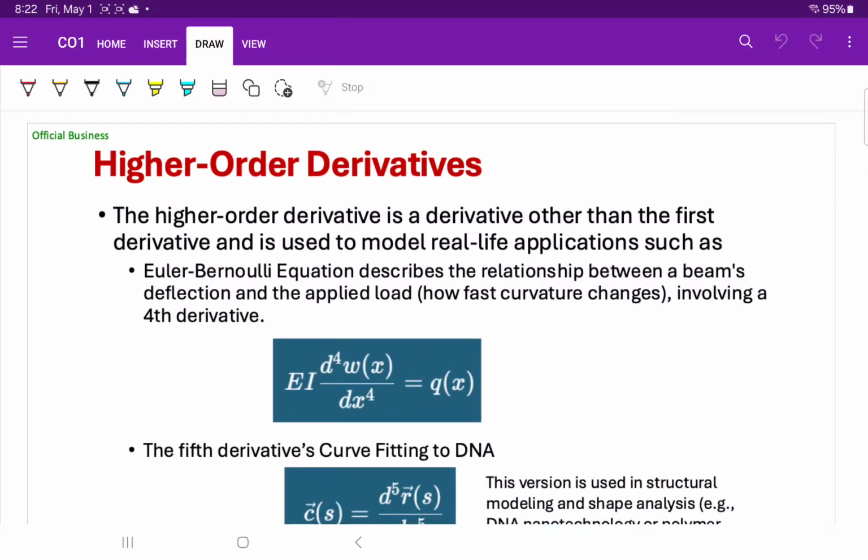The higher order derivative is a derivative other than the first derivative and is used to model real life applications such as the Euler-Bernoulli equation, which describes the relationship between a beam's deflection and the applied load, and how fast curvature changes, involving a fourth derivative. So it's written in this manner. This actually means the fourth derivative of the function with respect to x.